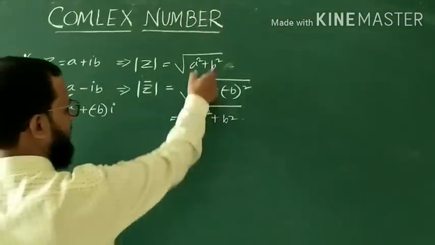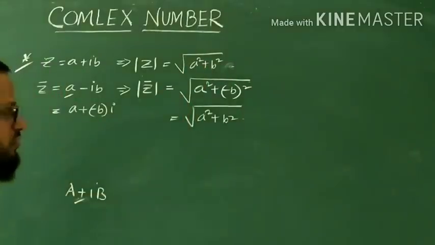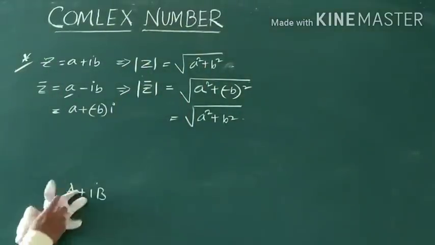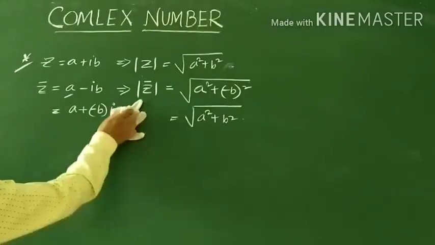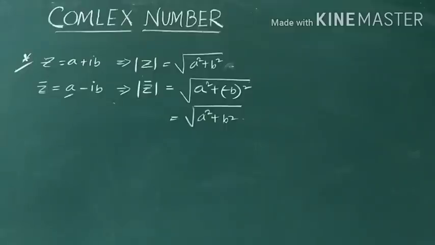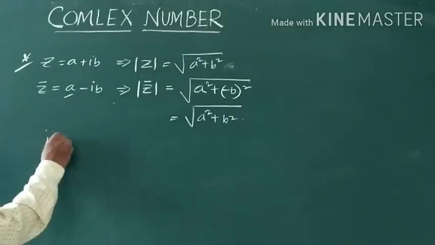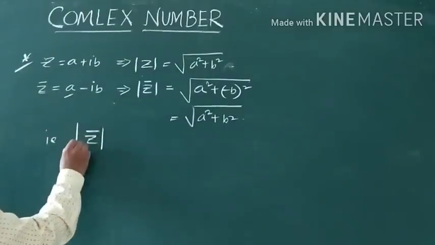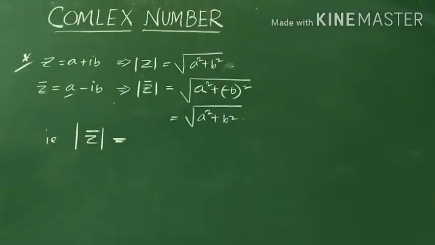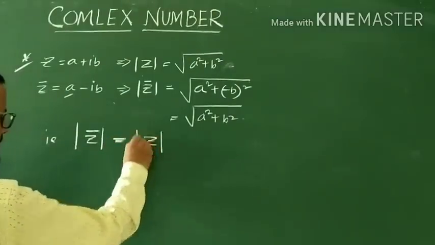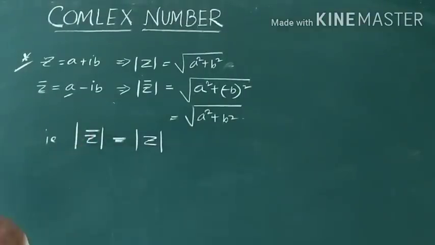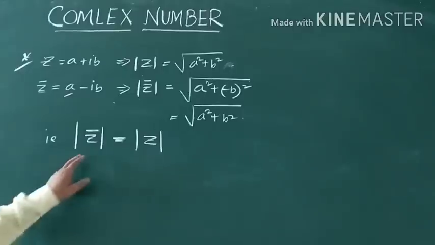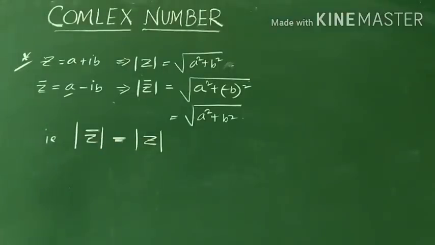And this one and that one both are the same. Means modulus of z and modulus of z bar are always the same. That means if you take the modulus of a conjugate complex number, you will get the same value. That is, modulus of z bar is equal to modulus of z. दैट मीन क्या होती है? कोई भी कॉम्प्लेक्स नंबर के ऊपर अगर बार रहे, उसका अगर मॉडुलस लिया जाए तो बार रिमूव हो जाती है. दैट इज़ द प्रॉपर्टी.